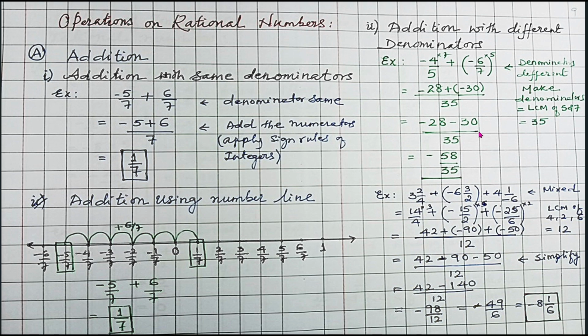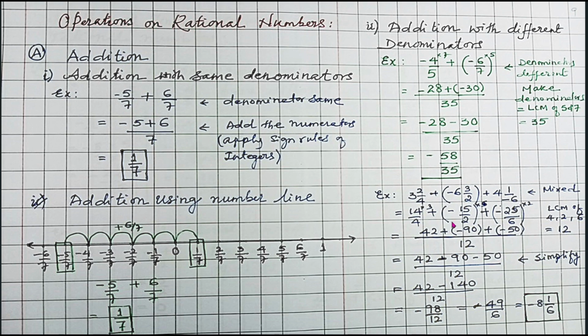Now if the rational numbers are mixed fractions like this, 3 into 2 by 4 plus minus 6 into 1 divided by minus 6, they are mixed fractions. First simplify them, make them improper: 4 3s are 12, 14 by 4; minus 6 2s are 12, minus 15 by 2, minus 24, minus 25 by 6.